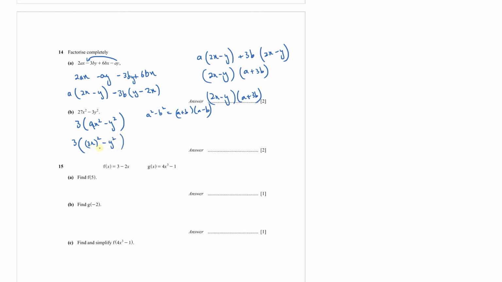So now my A is 3x and my B is y. So now I can use this formula, and this will give me 3 into 3x plus y into 3x minus y. So this will be 3 into 3x plus y into 3x minus y.